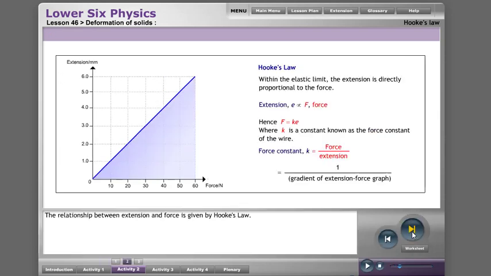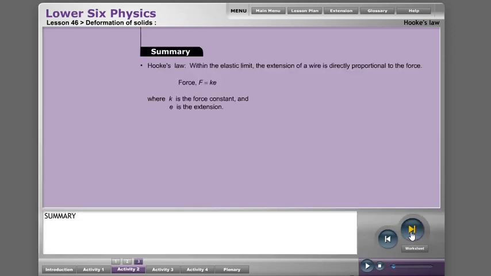The relationship between extension and force is given by Hooke's law. Summary: Hooke's law states that, within the elastic limit, the extension of a wire is directly proportional to the force. Force F equals K times E, where K is the force constant and E is the extension.